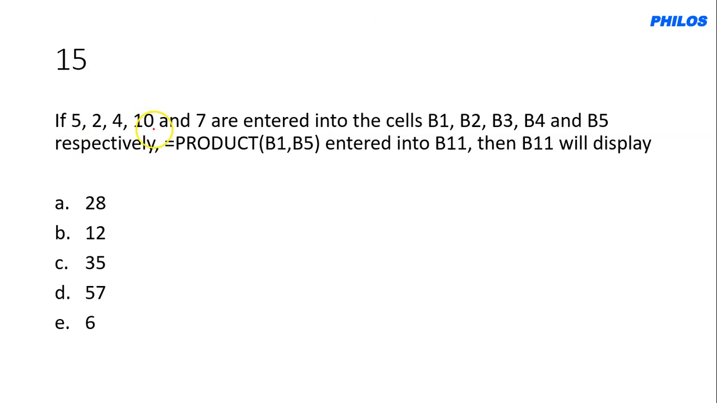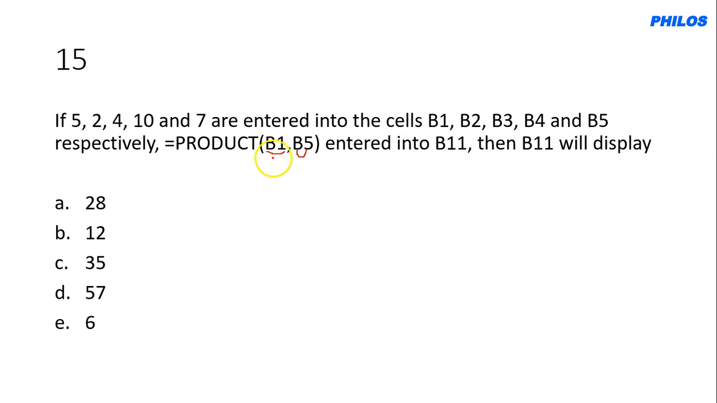15. 15 is also giving us the same question. But this time around it says equals PRODUCT(B1,B5) entered into B11. Then B11 will display. To solve this, please take a close look at this. When you look at B1 and B5, you see that this time around you don't have a colon. You have a comma. Be very careful with this. What this is saying is that you should just multiply the value of B1 and the value of B5. Just multiply the two of them only.